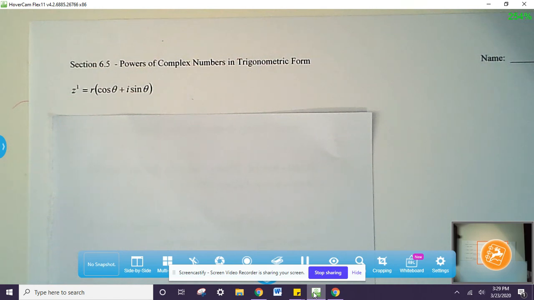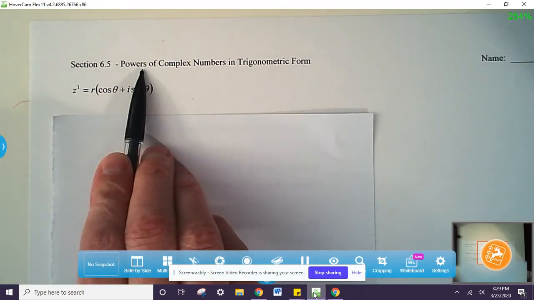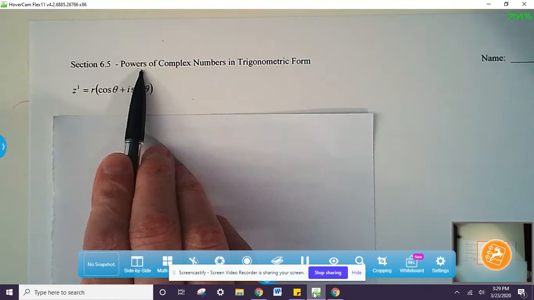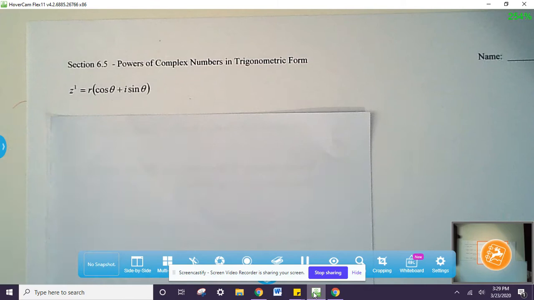Hello and welcome to the last new topic in section 6.5, which is going to be finding powers of complex numbers in trig form. And for this very first part here, you don't need to take notes unless you're particularly interested, because we're going to develop a formula for powers of complex numbers in trig form.